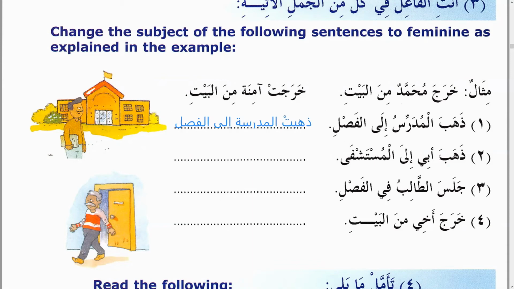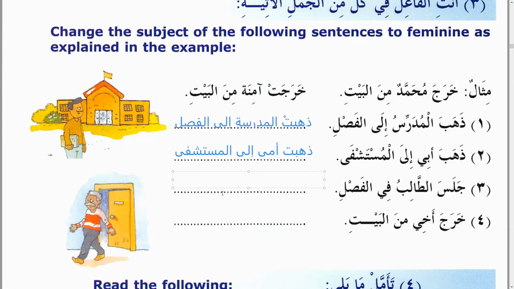Dhahaba abi ilal mustashfa. What will be the next one, please? Anyone? Dhahabat. Next, abi ilal mustashfa. Right? Dhahabat. What will be the next word, please? Ummi, yes. I cannot say to my father dhahabat, right? It should be ummi. Naam. That is why I was waiting. Alhamdulillah. We should be very alert. Dhahabat ummi ilal mustashfa. Why? Because I cannot say dhahabat abi now.